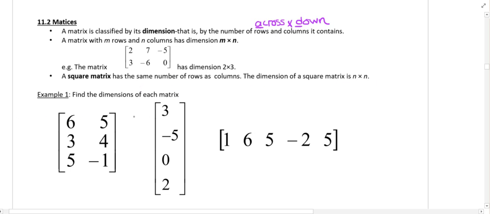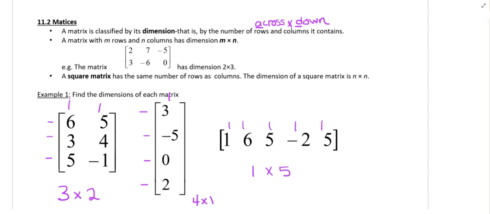So for example 1, okay, this would be 1, 2, 3 across, 1, 2 down. So that would be a 3 by 2 matrix. This is 1, 2, 3, 4 across, and 1 down, so 4 by 1. And then this is 1 across, and 1, 2, 3, 4, 5 down, so 1 by 5.